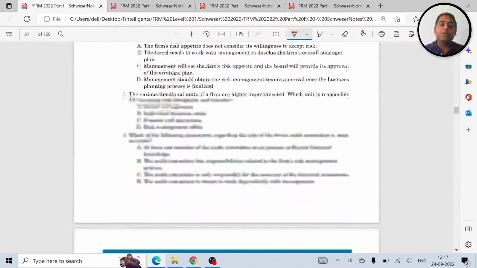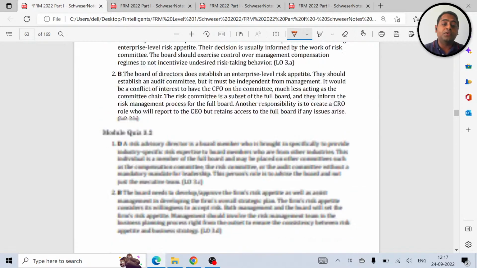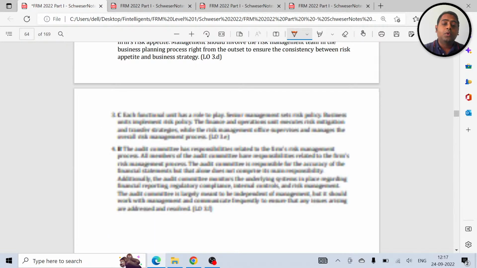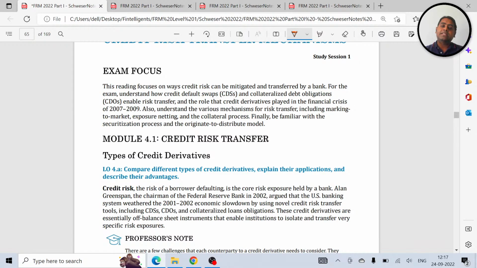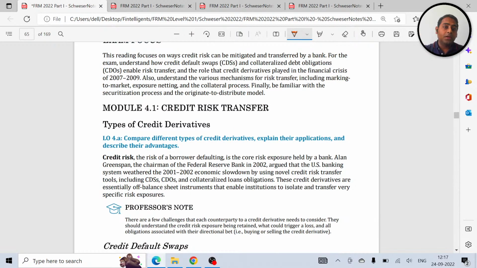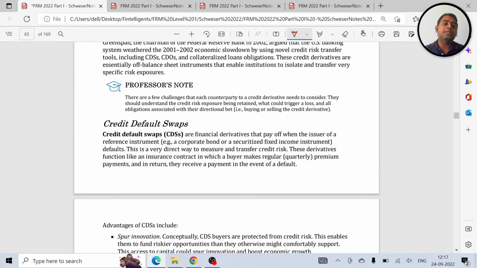So with this, we are moving towards the fourth chapter, which is related to the credit risk transfer mechanism. Like I said, this chapter has to be read along with the other two chapters, one in book one and one in book three. As we move ahead, CDS as a concept should be very, very clear to you, how it works.